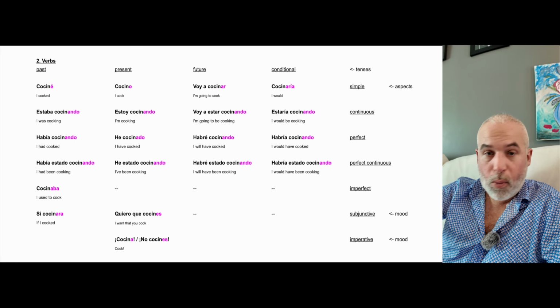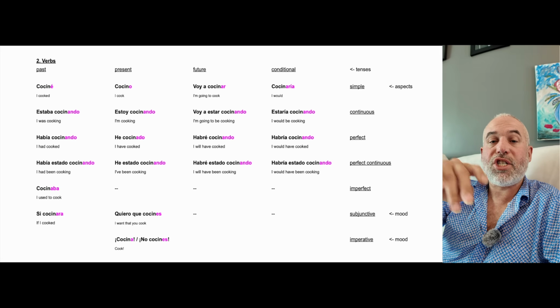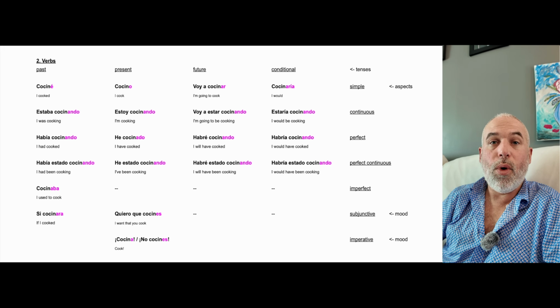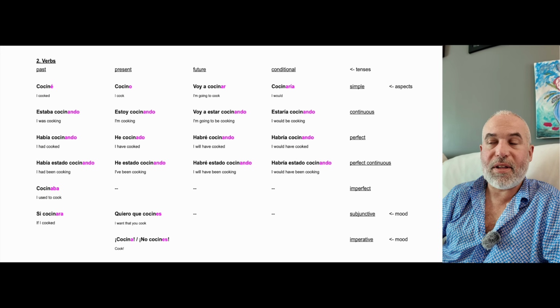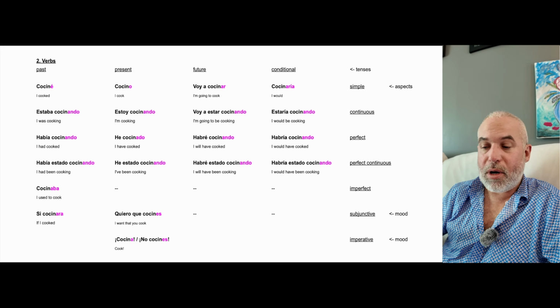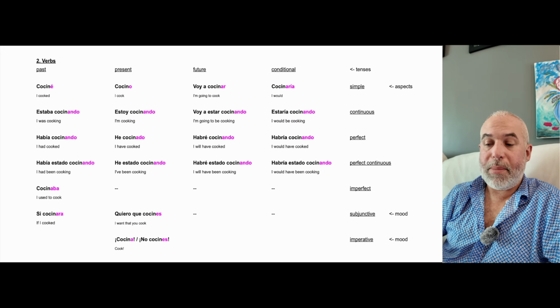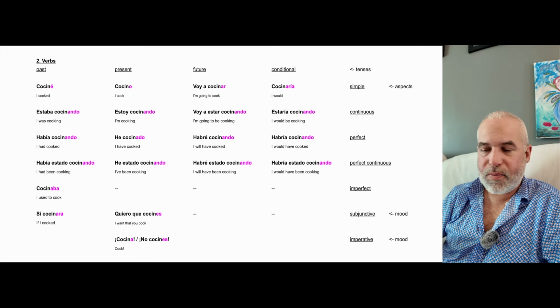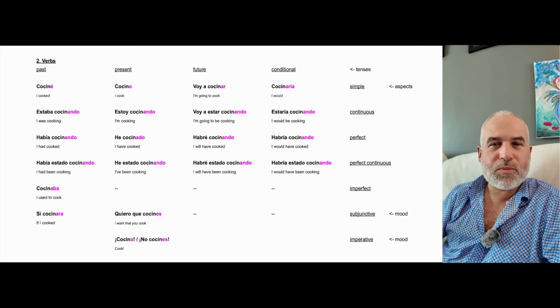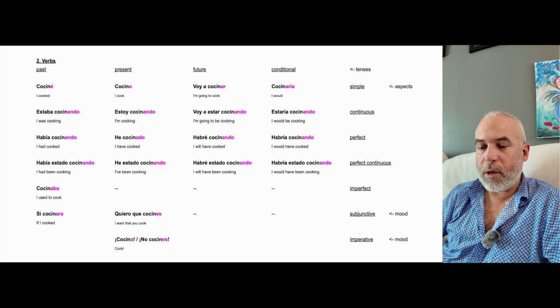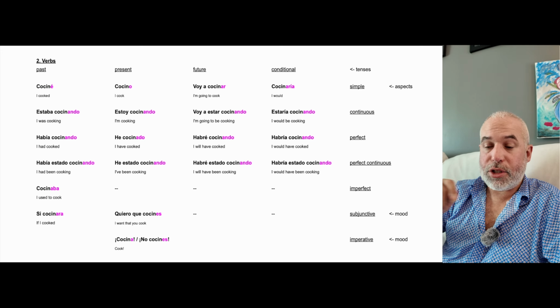Same pattern. If you can get one pattern, get one verb, it's like the Zen expression, know one thing, know 10,000 things. Know one verb, you know them all. I will have been cooking now for, habré estado cocinando. I would have been cooking, habría estado cocinando. You find out how much you really need what. I used to do this. This is a good one.